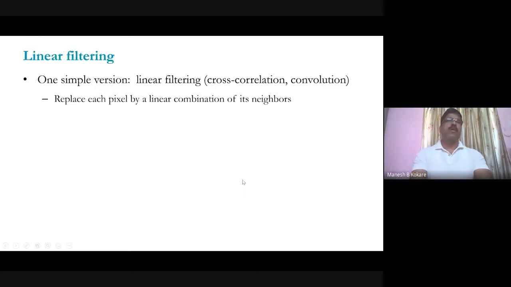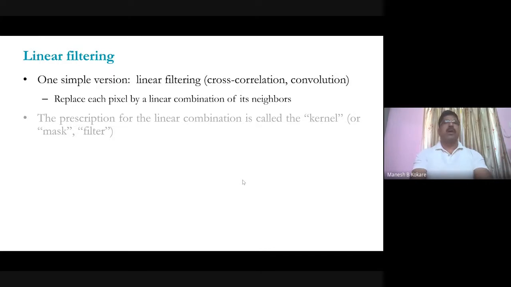Now, there are basically two types of filtering. One is linear filtering, and another one is non-linear filtering. Over the course of time, we'll see what is meant by linear and non-linear filtering. One simple version of linear filtering is finding the cross correlation, or the convolution, of the filter mask with the image. So you replace each pixel with a linear combination of its neighborhood. This prescription of linear combination is called the kernel, or mask, or filter.